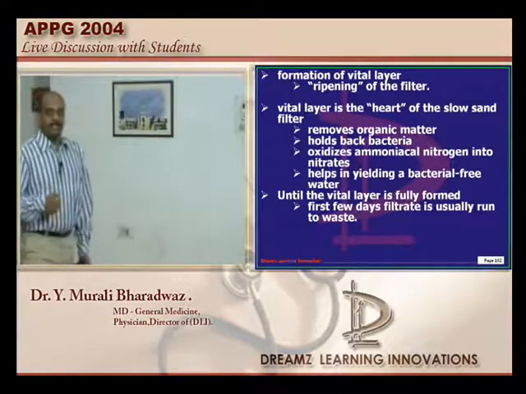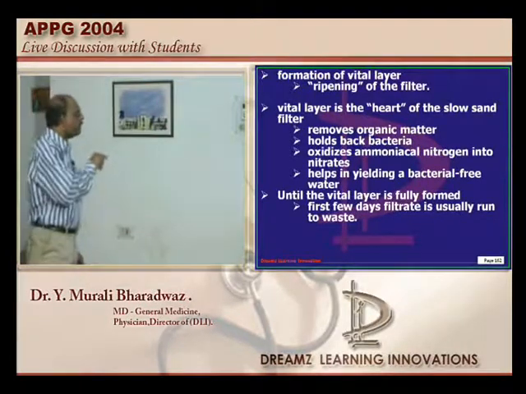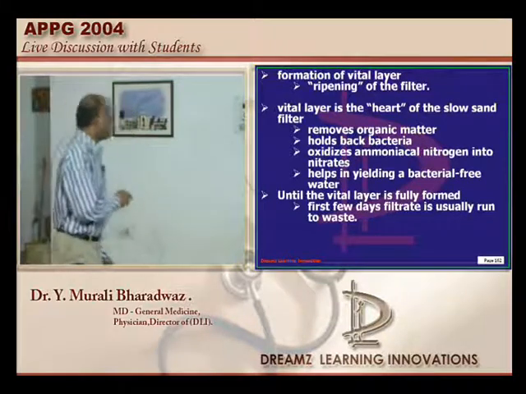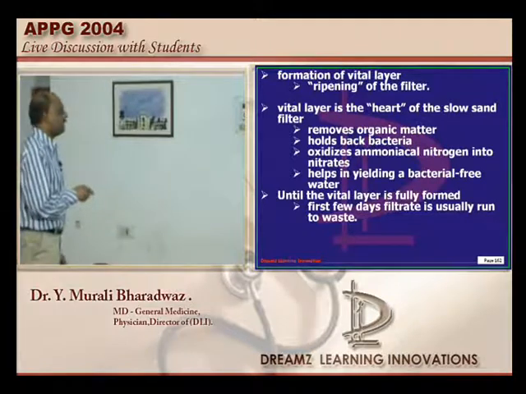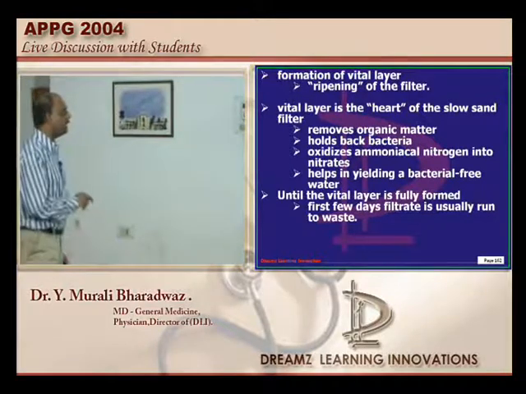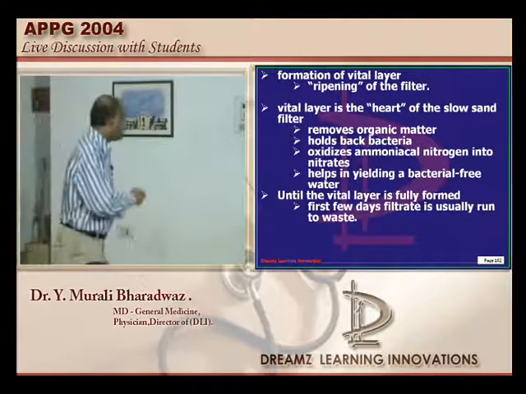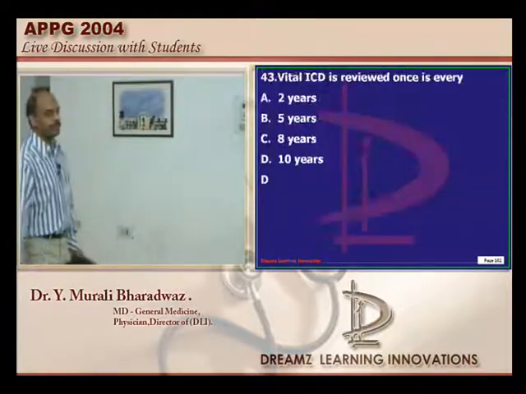And the heart of the slow sand filter is the vital layer, is the rule that you should not forget. It removes the organic matter, it holds the bacteria back, it oxidizes the ammoniacal nitrogen, and it helps in yielding bacteria-free water. So growing of this vital layer is very, very important. Let's go to the next question.